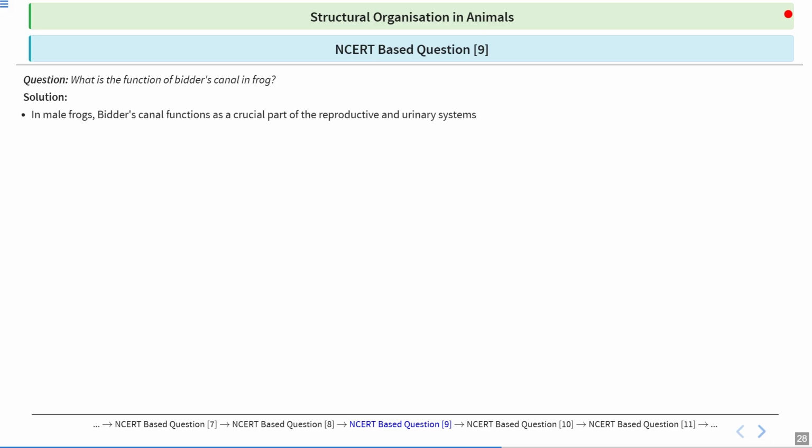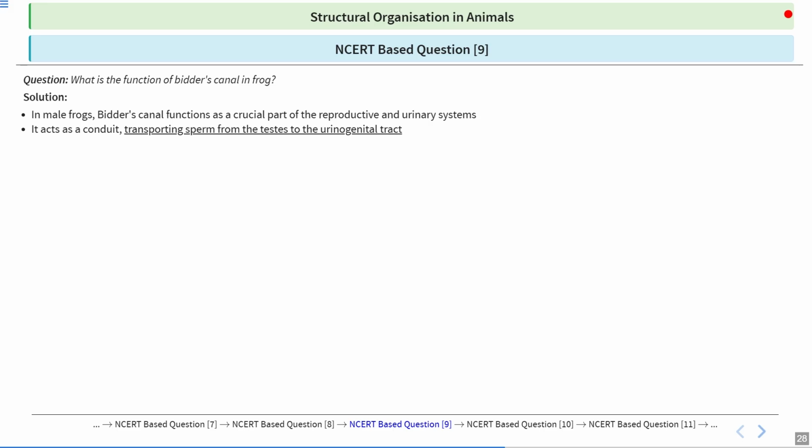In male frog, Bidder's canal functions as a crucial part of the reproductive and urinary system, right? It is a part of the reproductive system as well as the urinary system. How is it? Let us see. It acts as a conduit transporting the sperm from the testes to the urinogenital tract, right? This is the connection, that is vas efferentia and ureter.